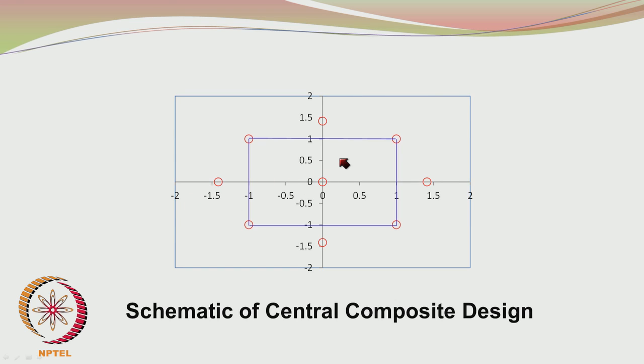And then what is unique about the central composite design from the regular factorial design is the presence of the axis or star points. You can see that each axis, this is the x1 axis, is having 2 points located at 1.414 and minus 1.414. Similarly, you have 2 points located on the y axis or x2 axis, and they are also located at 1.414 and minus 1.414.